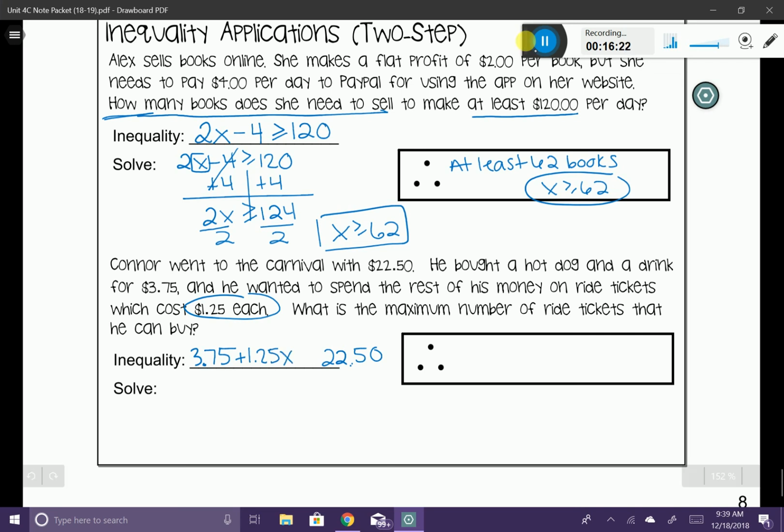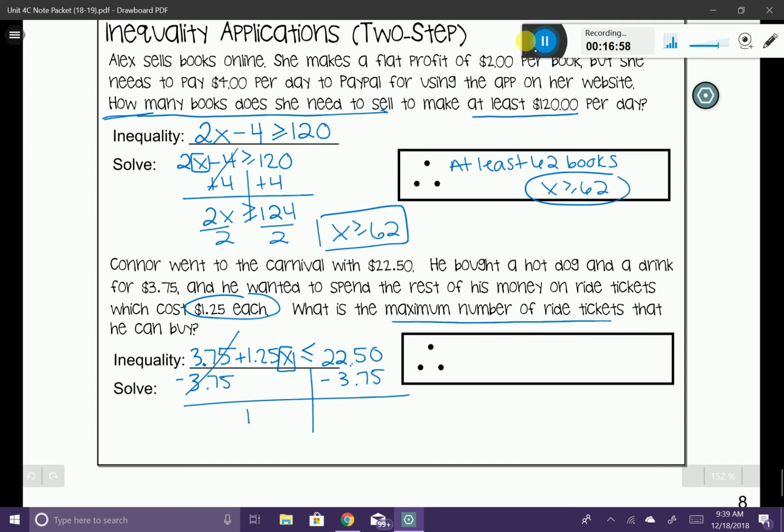Now, it does say here, what is the maximum number of rides that he can ride? Well, the maximum number means we're going to use the symbol less than or equal to, because we can't exceed the amount of money that we brought to the carnival. So no matter what the x ends up being, it has to be less than or equal to the amount of money that we brought, $22.50. So let's go ahead and solve this. I'm going to box my variable and draw my line. I'm going to begin by subtracting $3.75 from both sides.